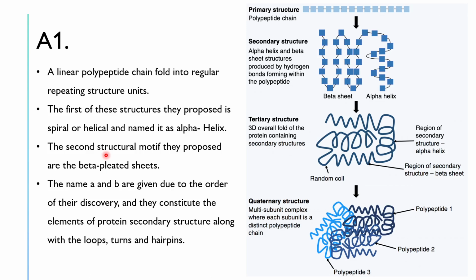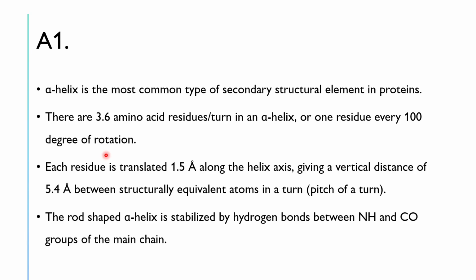Okay, next, what is alpha helix? It is the most common type of secondary structural element in proteins, as we have already discussed. There are about 3.6 amino acid residues per turn in an alpha helix, or one residue every 100-degree rotation. This is a fact you can remember for B section questions in the NET LS exam. Each residue is translated 1.5 angstrom along the helix axis, and the pitch of a turn is 5.4 angstrom. That means a vertical distance of 5.4 angstrom between structurally equivalent atoms in a turn.